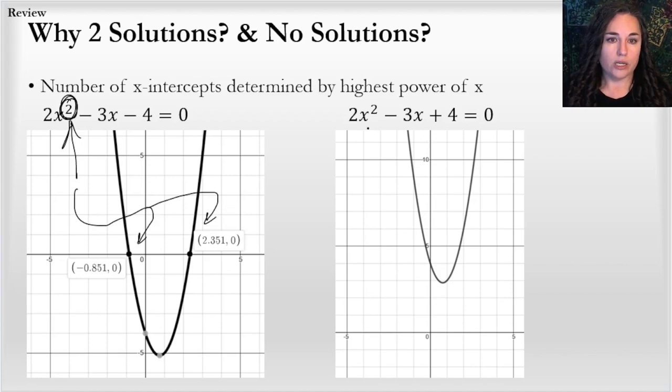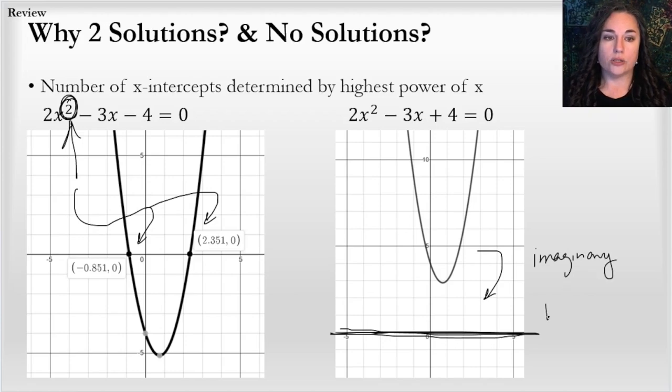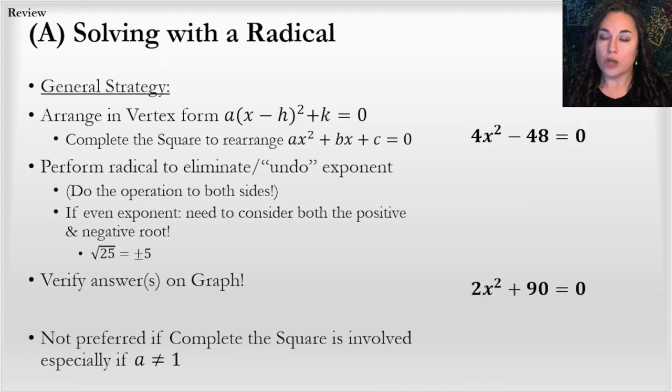What I'm going to note is that in this situation, here's the x-axis, and this parabola does not cross the x-axis, so we would get imaginary solutions to any way we tried to solve, and so we're going to say does not exist, does not cross the x-axis, etc. So sometimes no solutions is a legitimate answer to solving a quadratic equation. Solving with a radical, here are some examples.